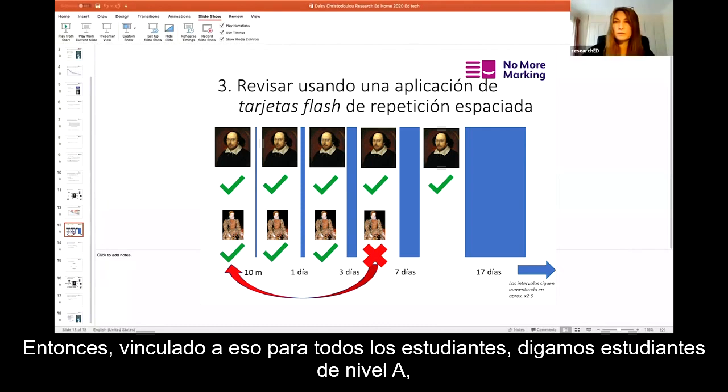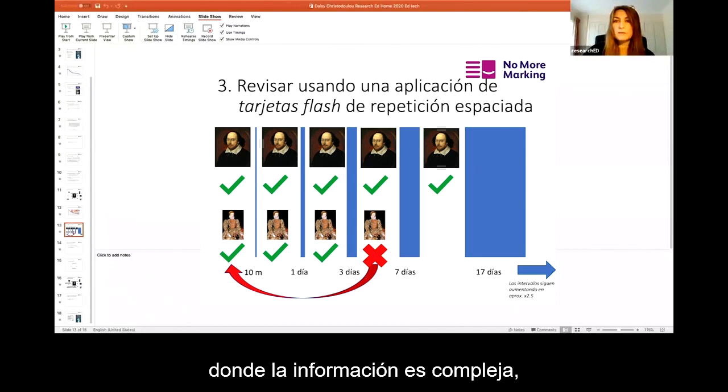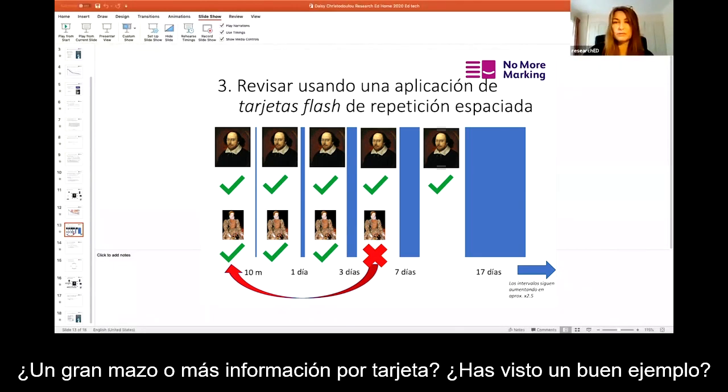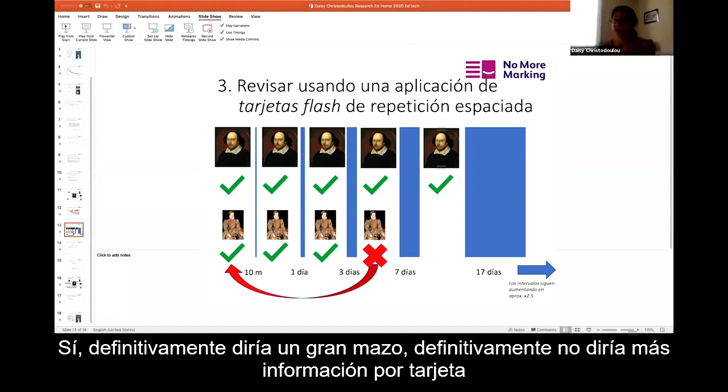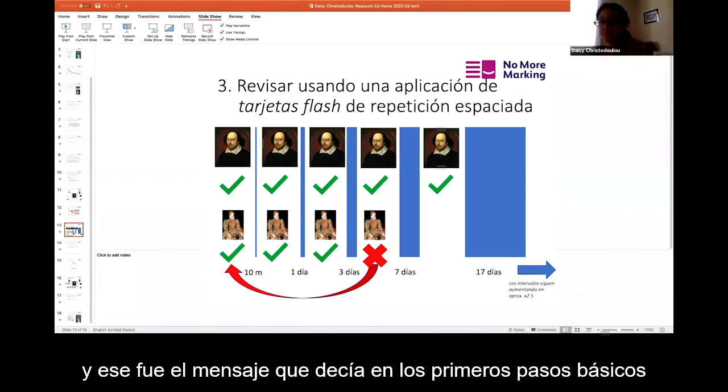So linked to that, for students, say A-level students, where the information is complex, what is the flashcard creation guidance? A huge deck or more info per card? Have you seen a good example? Yeah, so I would definitely say a huge deck. I'd definitely say not more info per card. And that was the message in the first three basic steps.